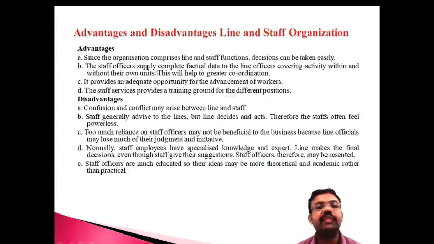And second, the staff office supplies complete factual data to the line office. That means they are supporting the function line offices with a lot of advice and data to cover certain activity within their own limit. That means there is greater coordination between the line and staff workers within the organization. So in this category, the organization always ensures coordination. That is another important strength, a great coordination compared to the line organization, because the staff is giving advice to the advisors.